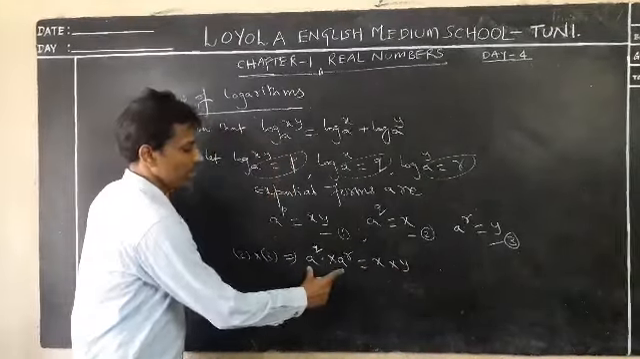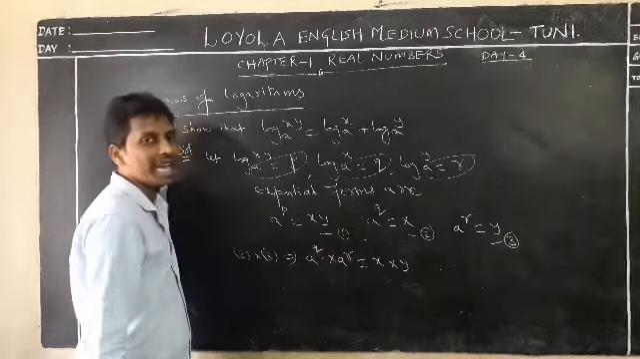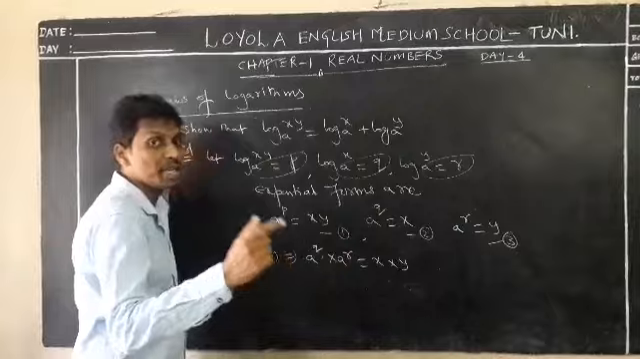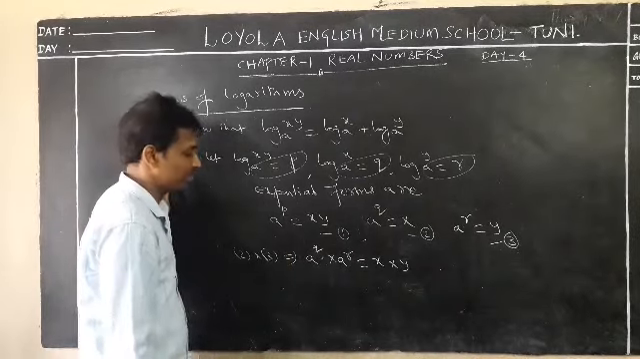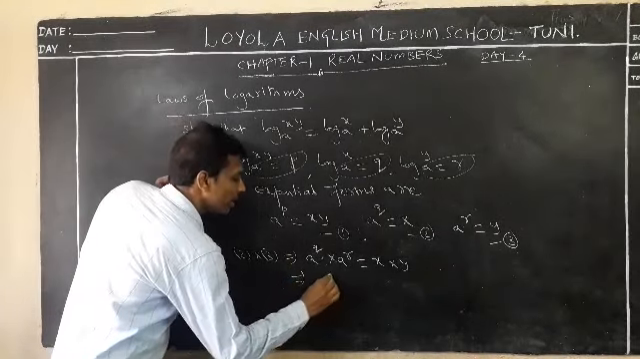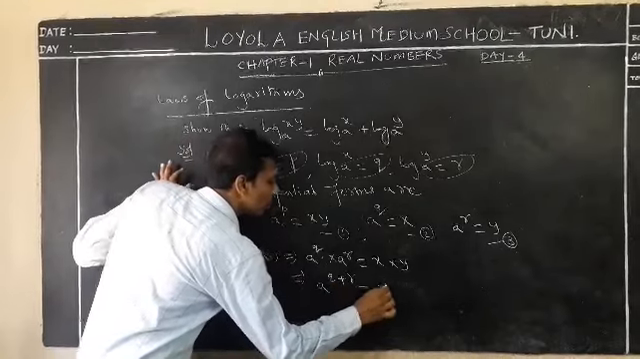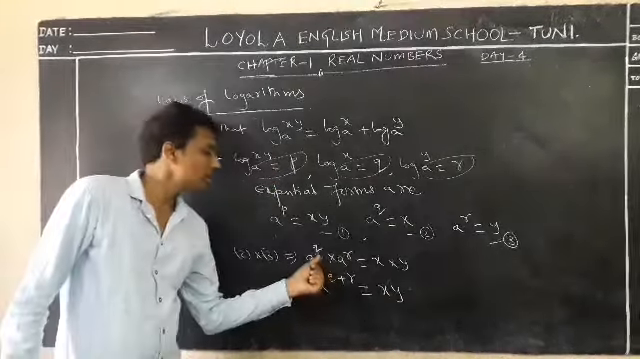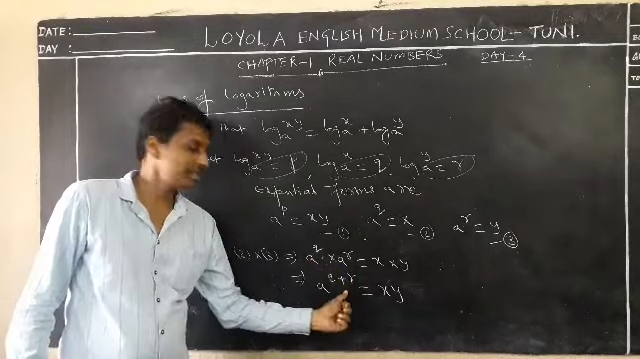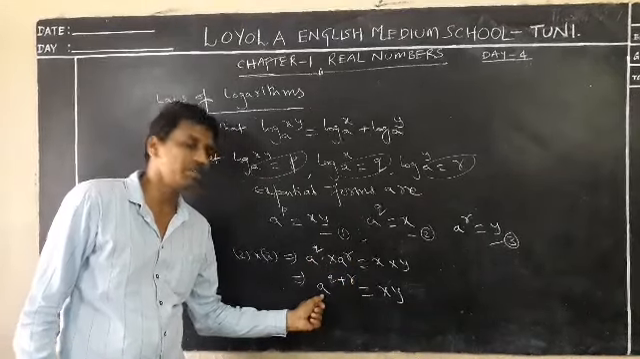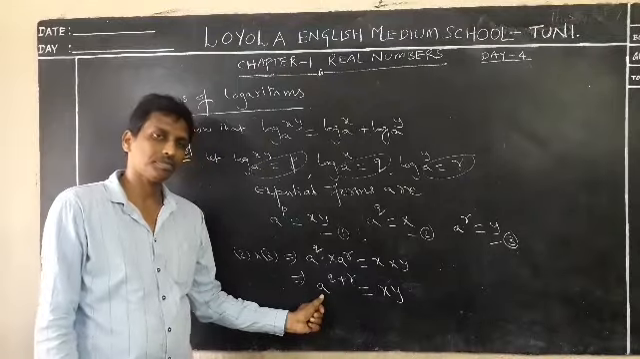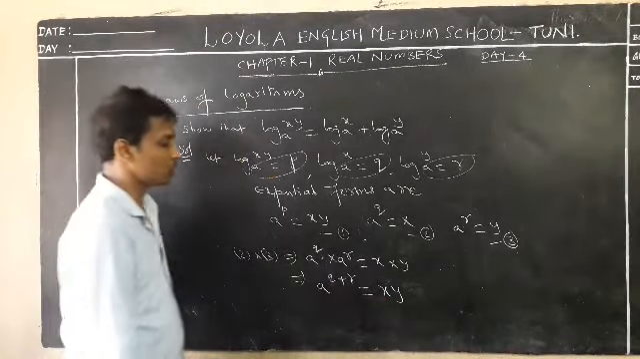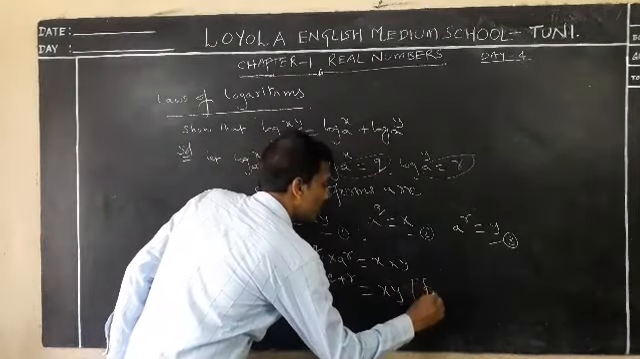We know very well, if bases are equal, power should be added. Yes or no? A power m into a power n is equal to a power m plus n. We know very well. A power q plus r is equal to xy. Bases are equal, power should be added. That means instead of two bases here we took only one base. Now that value equals to xy. Okay, what can I do now?